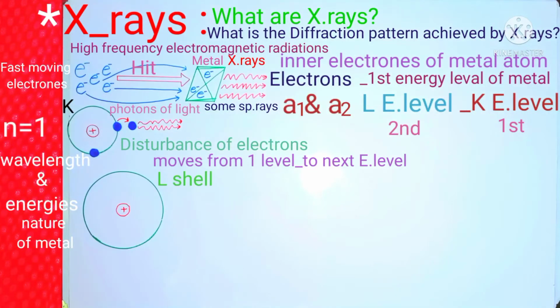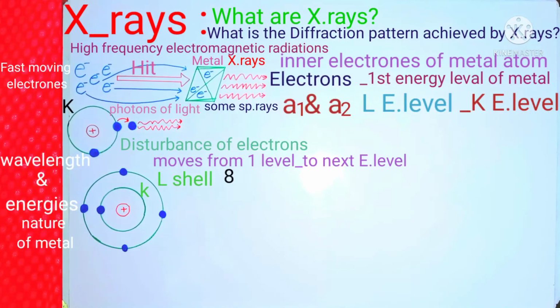Suppose this is the L shell of a metallic atom. Inner to this L shell there is the K shell. The K shell has a maximum of 2 electrons, whereas the L shell has a maximum of 8 electrons. But suppose there are only 4 electrons. It is a theoretical distribution of electrons. But suppose in the K shell there is only 1 electron instead of 2.